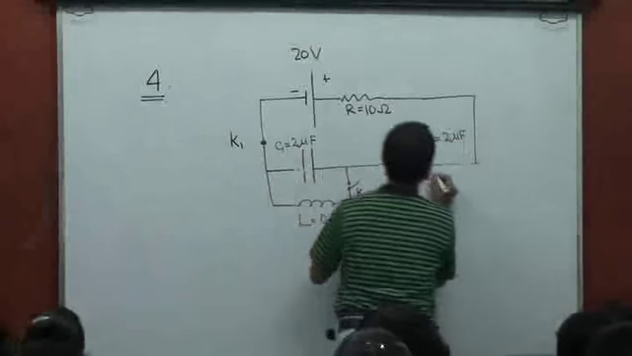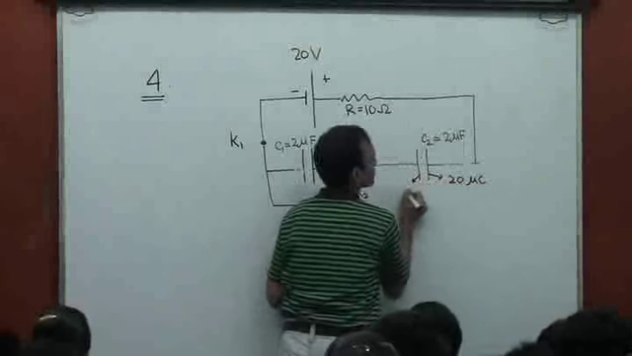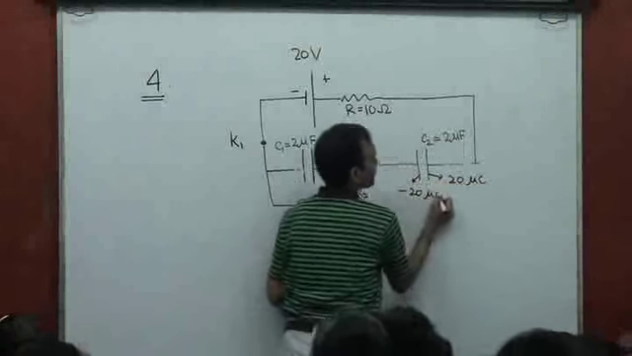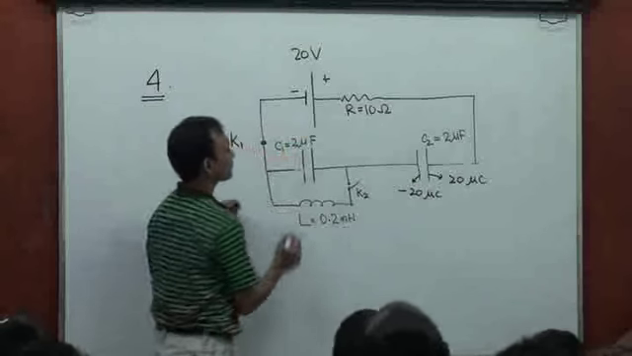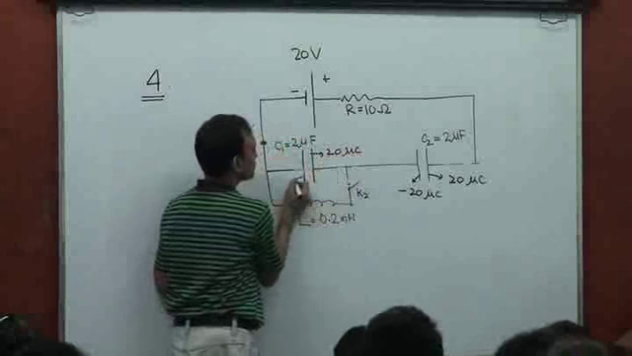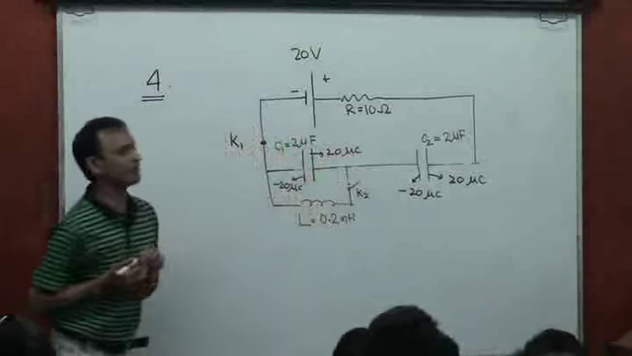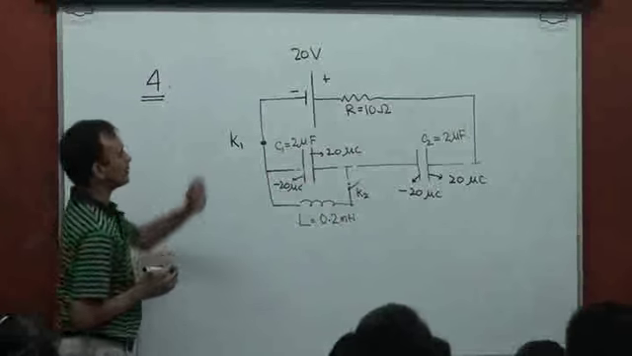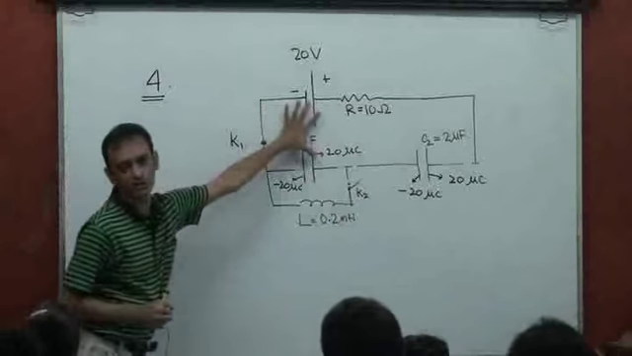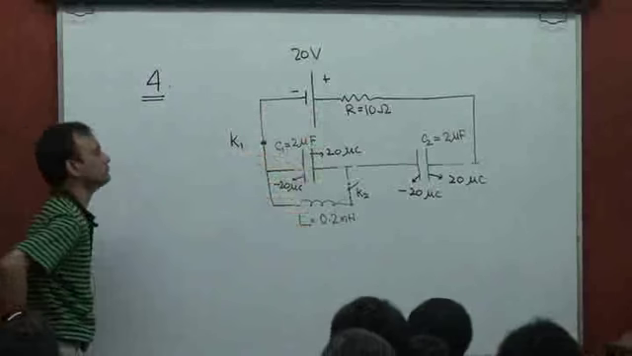That means the charge on this is 20 microcoulombs, minus 20 microcoulombs, 20 microcoulombs, minus 20 microcoulombs. That's the state of affairs at t equal to 0, when the upper one had reached steady state, the lower one was not participating, right?